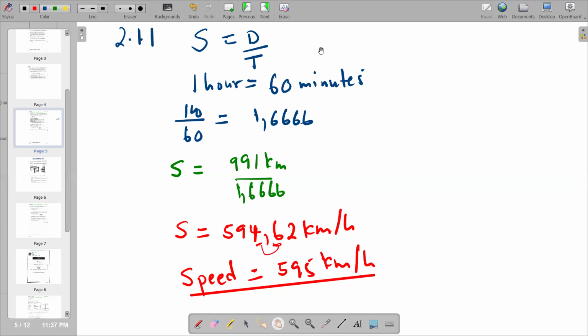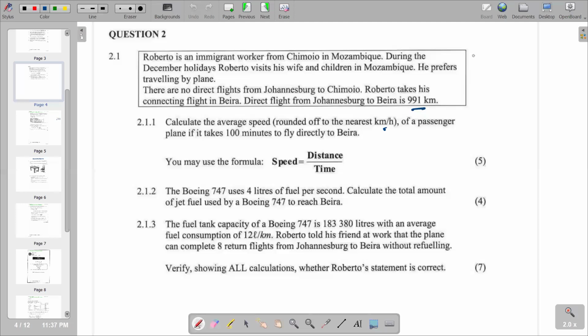So moving on to the second part of the question. Our next question is: the Boeing 747 uses 4 liters of fuel per second. Calculate the total amount of jet fuel used by the Boeing 747 to reach Beira. So we need to calculate the total amount of jet fuel. But we are given 4 liters per second, so we need to convert the minutes to seconds. Remember, we are given 100 minutes, so we convert to seconds.